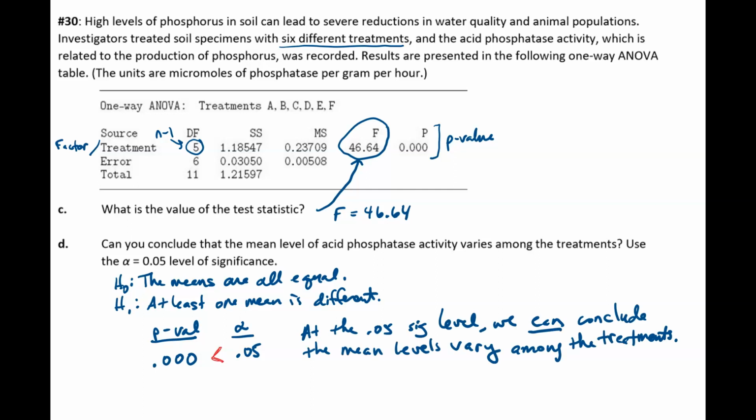Oh, so you know what I forgot? Maybe you caught me. I forgot to say reject the null. So do always make that statement about the null hypothesis. And then your second statement, remember, is about the alternative, which is that something is different. So at the 0.05 significance level, we can conclude the mean levels vary among the treatments. And there I was trying to just grab the language of the question. Do the mean levels vary? And they do.